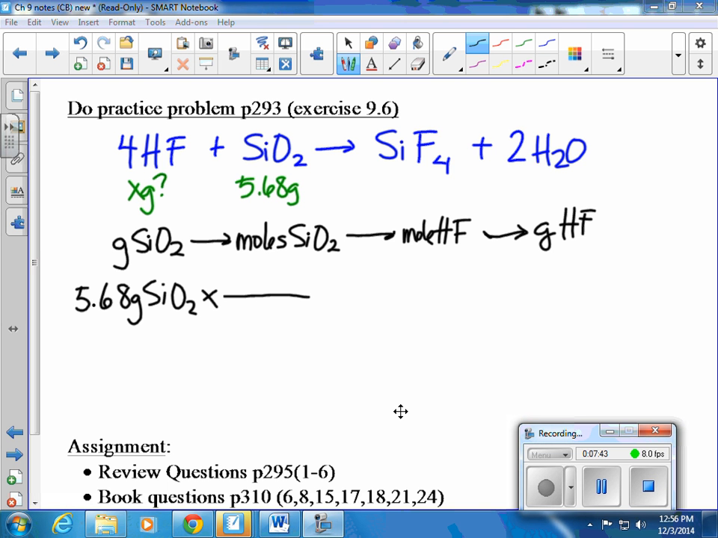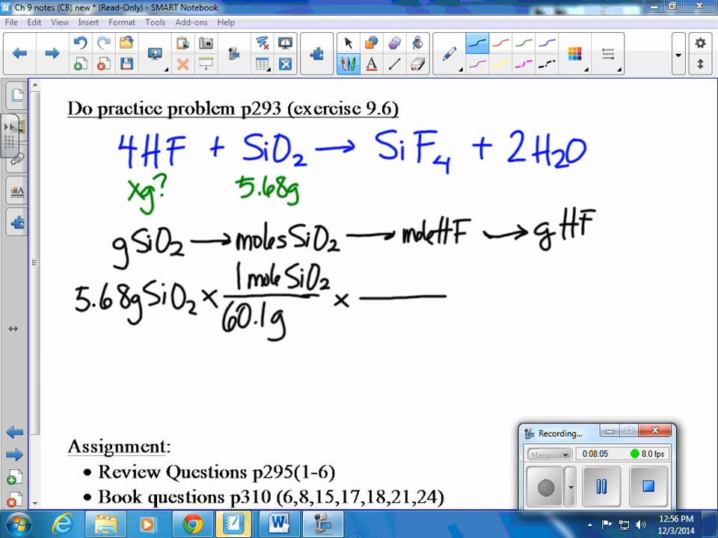So we have our mole map here, and we are going to go from grams to moles to moles to grams. So the first thing we need is the molar mass of silicon dioxide, so 1 silicon and 2 oxygen, and if you add that up, you get 60.1 grams in 1 mole of silicon dioxide.